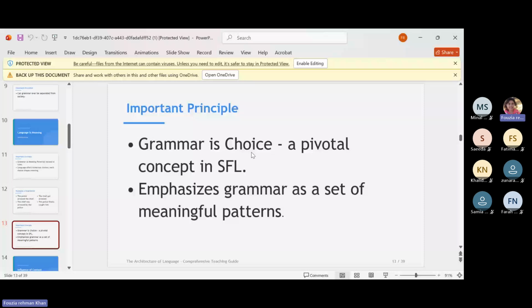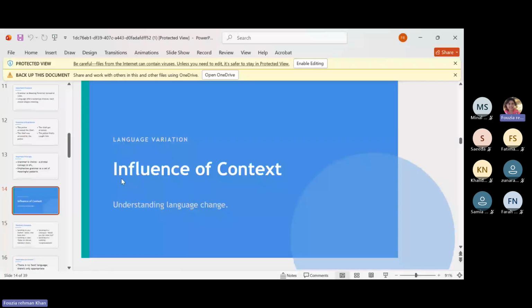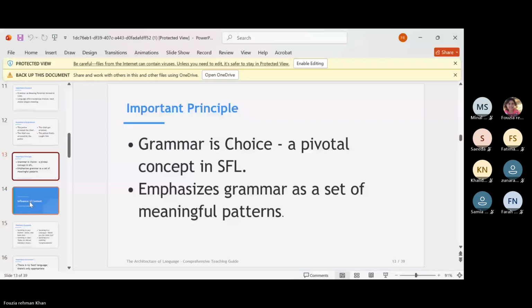Now, Halliday does not see grammar just as the rules of the language, but he sees it as a set of meaningful patterns. What you see as the arrangements of different grammatical items, Halliday sees as a set of meaningful patterns. He calls these patterns instead of rules. For him, grammar is an integral part of language, but grammar is important when it is meaningful. And grammar for Halliday are the meaningful patterns.